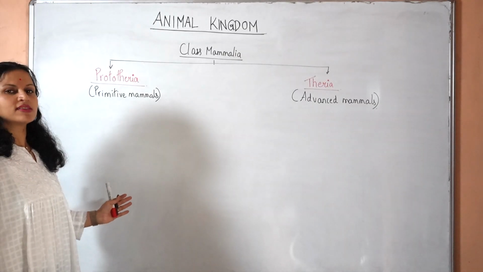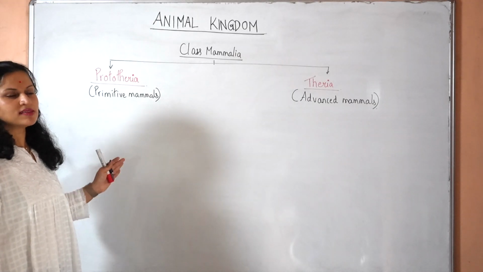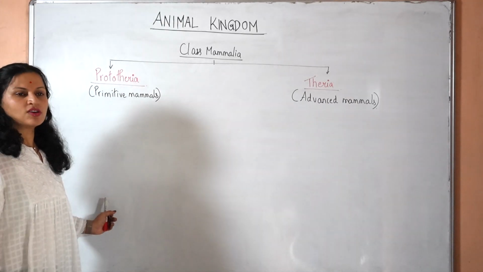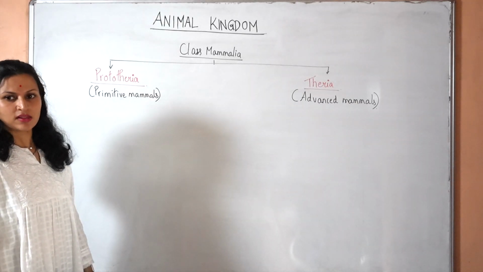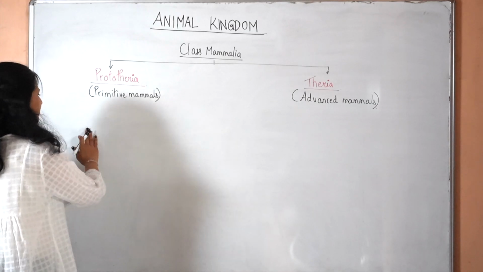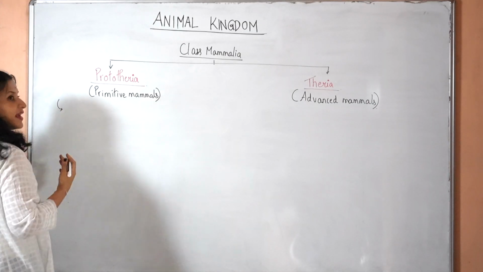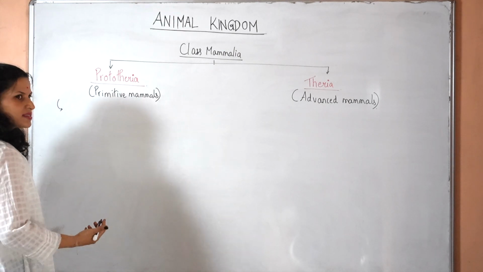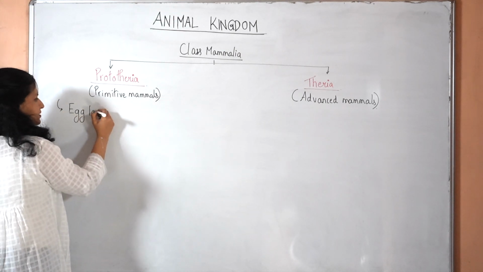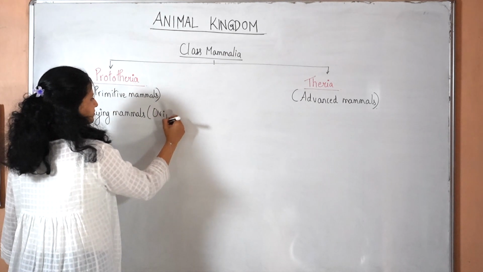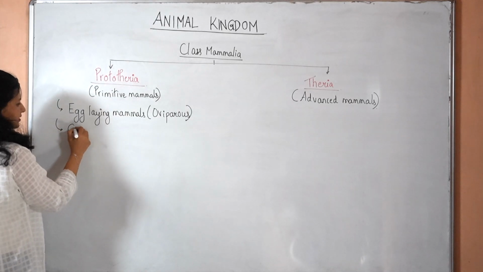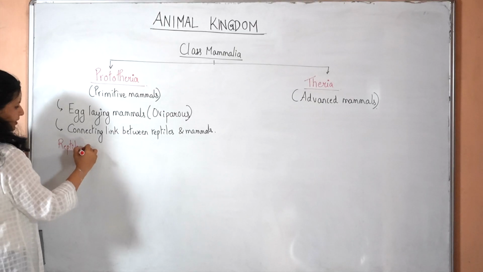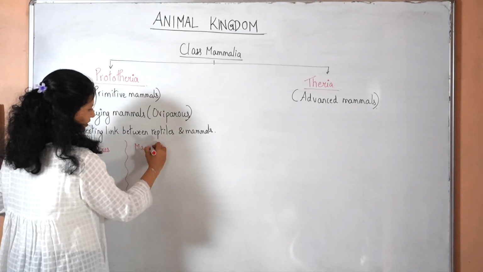Prototherians can be considered as the connecting link between reptiles and mammals because they retain certain reptilian features in them, and they also show mammalian characters as well. So we will see what reptilian features they have retained. First of all, they are egg-laying mammals. Laying eggs was a characteristic feature of the reptiles, isn't it? Egg-laying mammals, that is, they are oviparous, and they can be considered as a connecting link between reptiles and mammals. Reptile features and mammalian features.